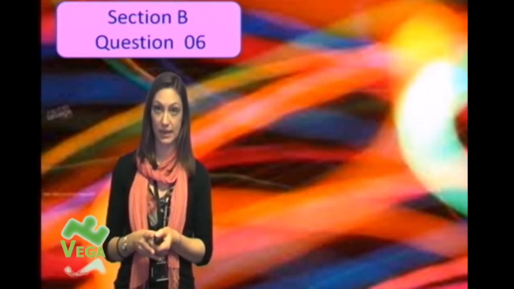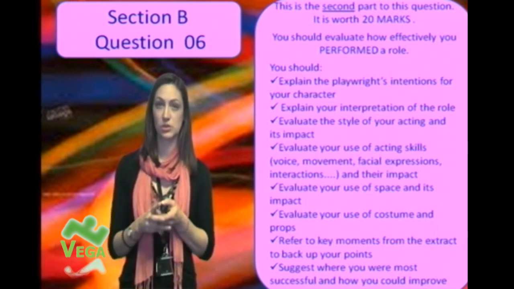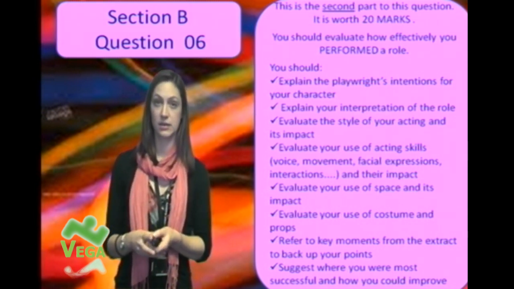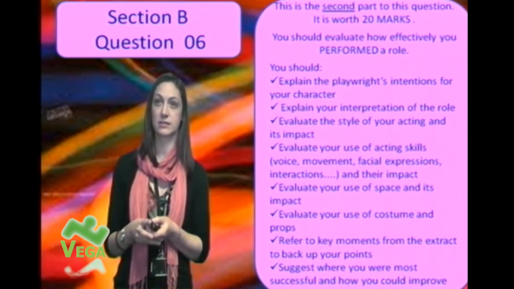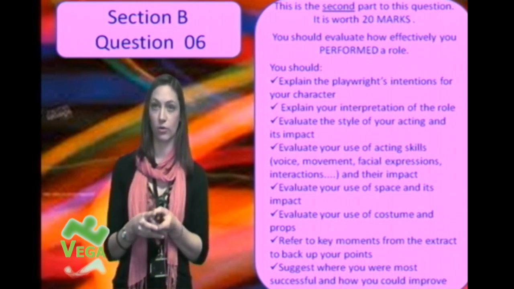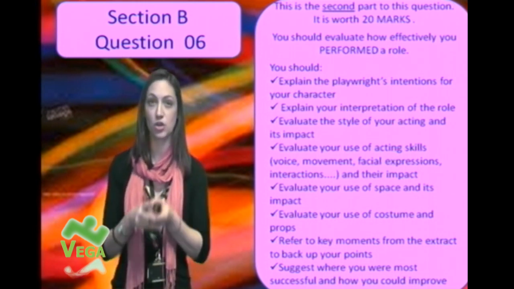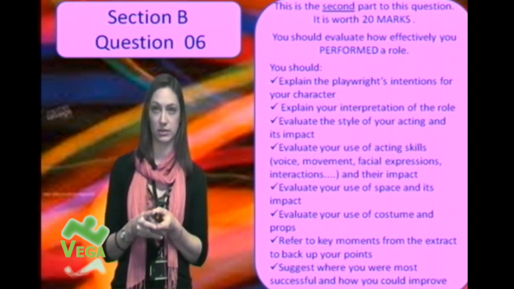For question 6, you are talking about how you performed a role. This is also worth 20 marks. This is not about rehearsal, it is about performance. Remember the difference. In this, you must talk about what the playwright wanted to achieve for your character. You must explain your interpretation of the role. What did you want the role to come across as to the audience?